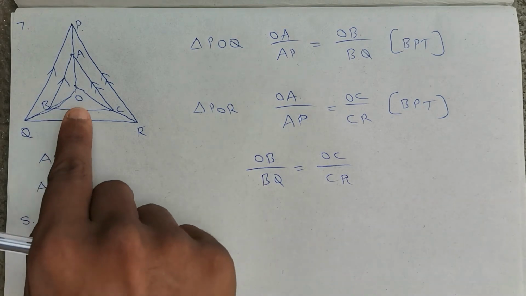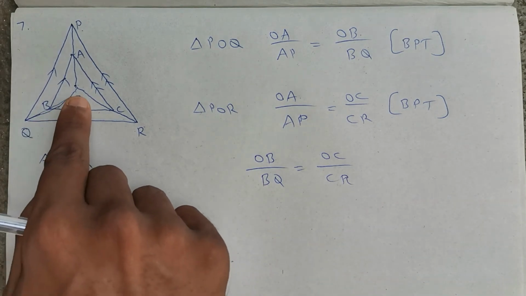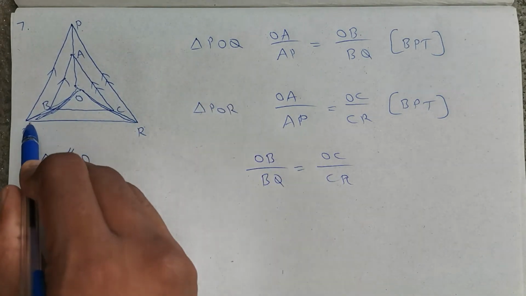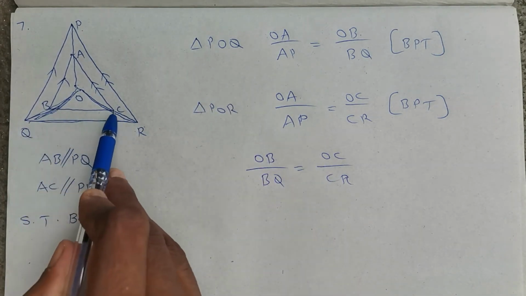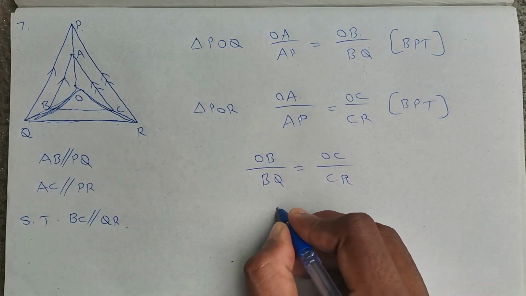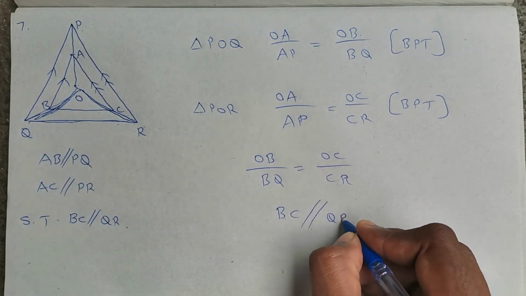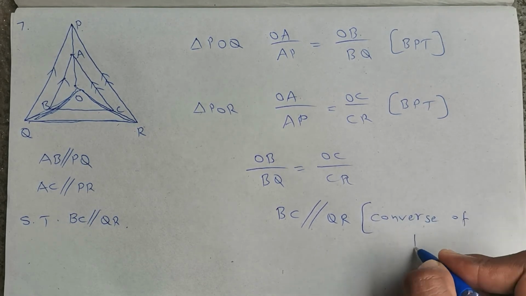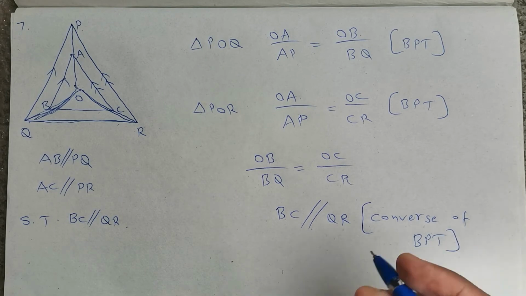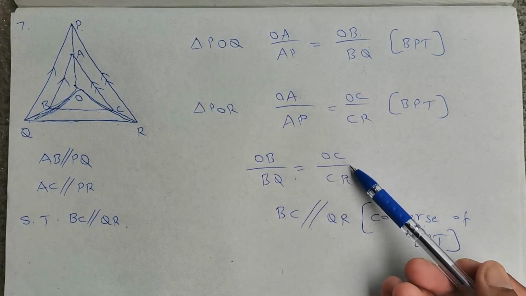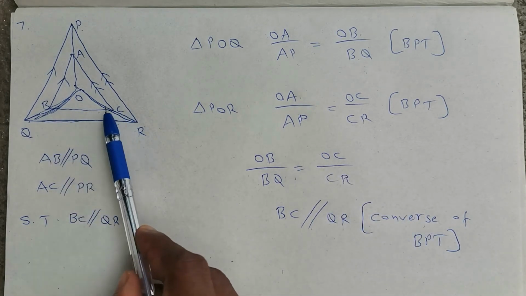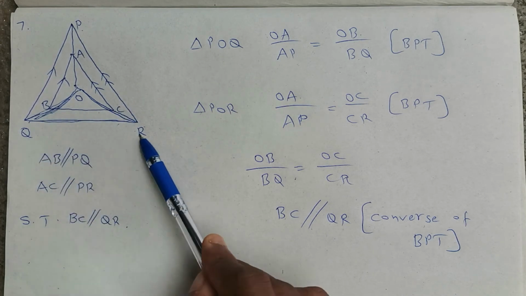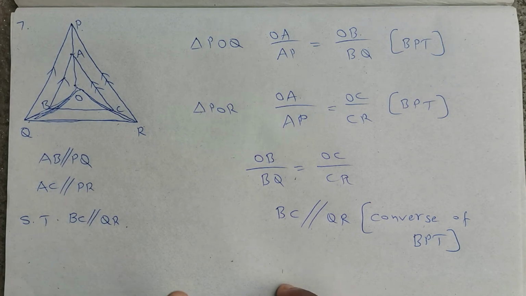OB by BQ is equal to OC by CR. Now we are considering this triangle. So BC is parallel to QR by converse of BPT, because we clearly got OB by BQ is equal to OC by CR. These two sides are divided in the same ratio by this line BC. So obviously this BC will become parallel to QR.